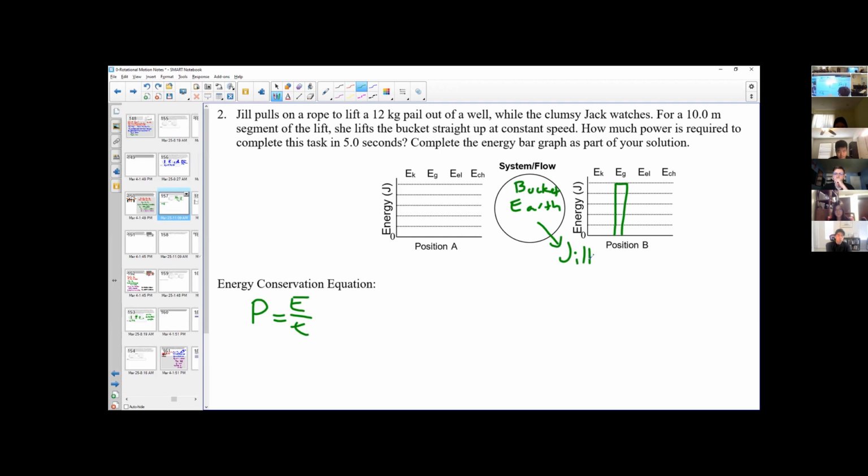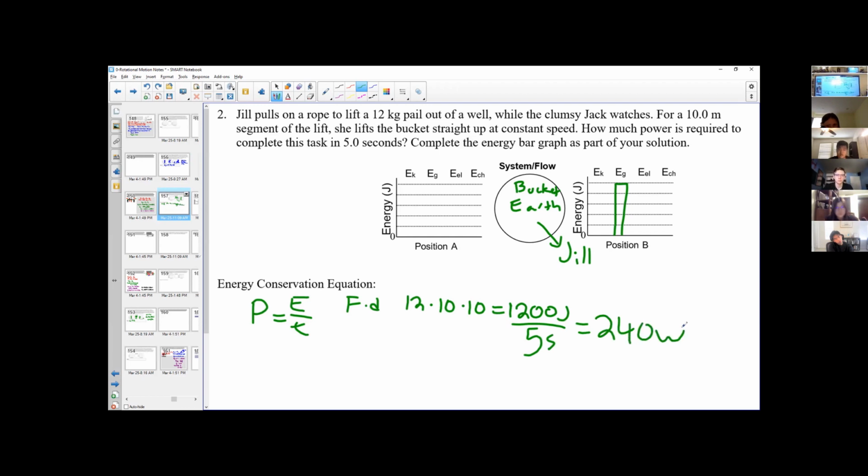So we need to figure out how much power she used. We find the work she did, because energy is equal to work. So you have force times distance, and the force is 12 kilograms times 10 meters per second squared, then times the 10 meters, which gets the work, which is 1200 joules. Then you put that over the time, which is 5 seconds, because you need the task to be completed in 5 seconds, and you get 240 watts.